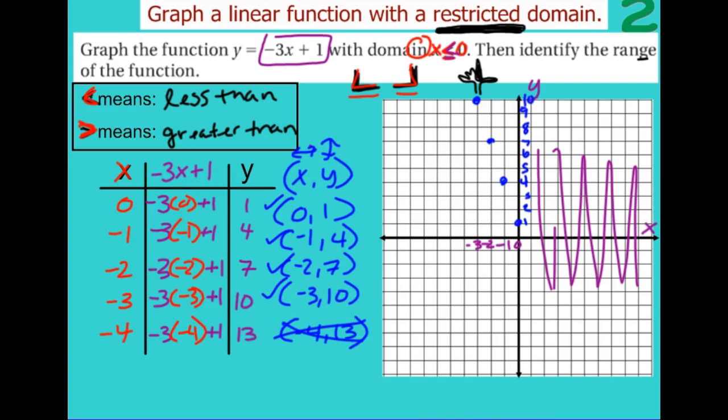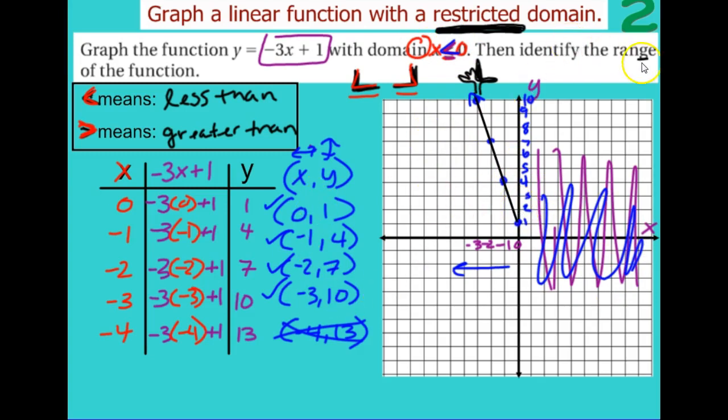So our points, instead of drawing a line all the way through both sides, we're starting here and we're only going to the left because we said that our x's have to be less than 0. They had to be on this side of the graph. We couldn't be on this side because they're not greater than, they're all less than 0.